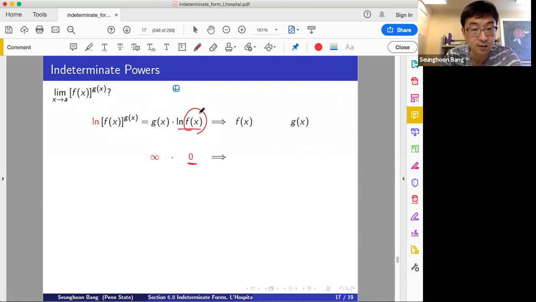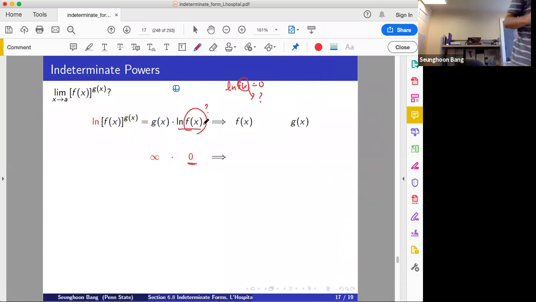What is f of x? So my question is, ln of f of x is like 0. What is f of x? Do you know? Could you write your answer? So ln of f of x equals 0. What is this one? So what's that?